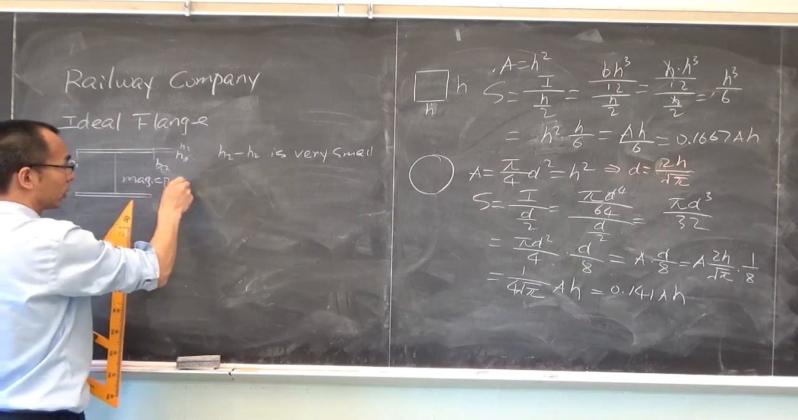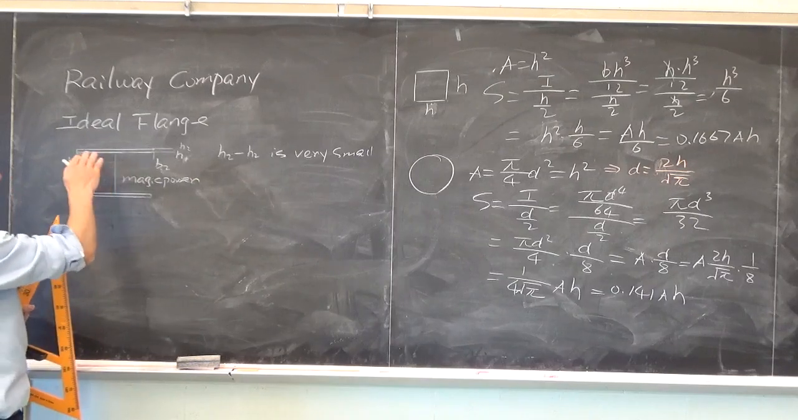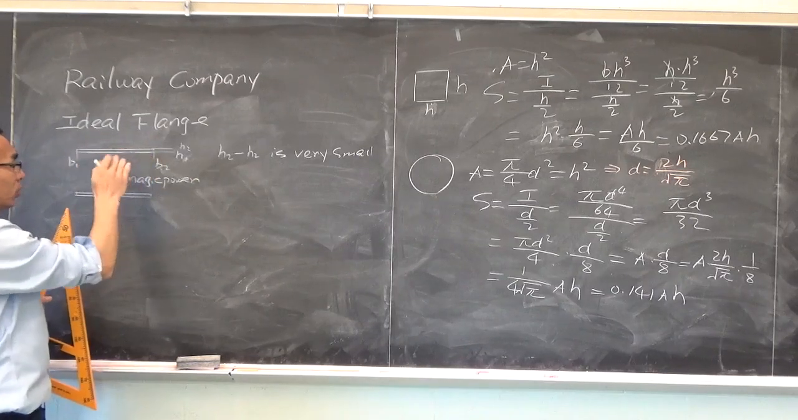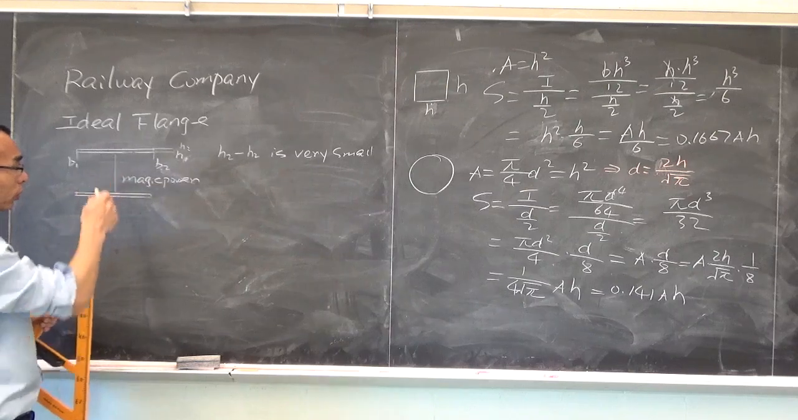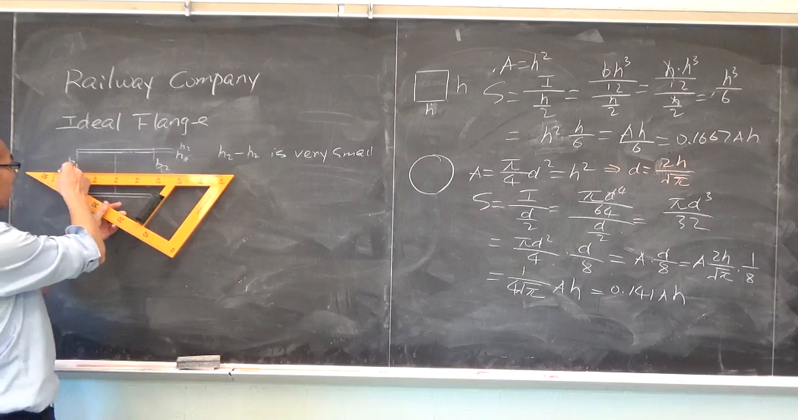So these two pieces are connected by magic power. This is the ideal case, right? Ideal means it does not exist, right? By magic power. So that means we just use all the material for this one and this one. There's no material for this one, right? So magic power. Okay, so this one will be the neutral surface.